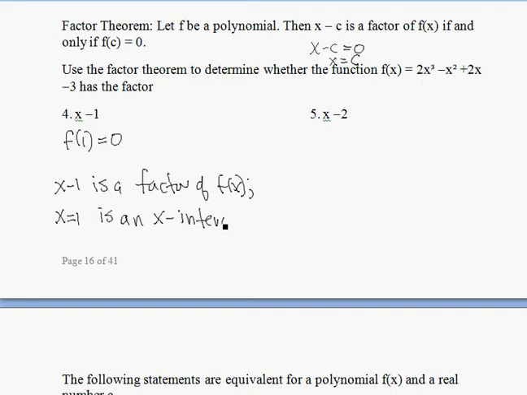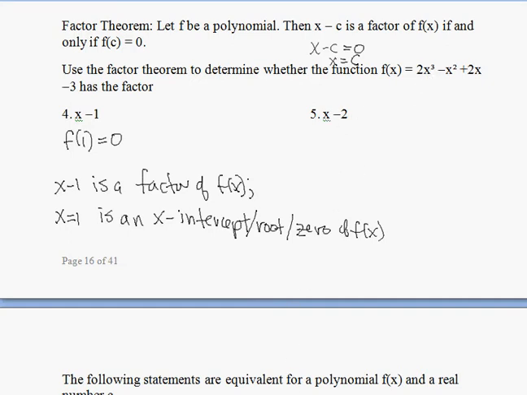We also can say that x equals 1 is an x-intercept. And that's pretty easy to tell. If your function value is 0, then that means 1 has to be an x-intercept. So not only is x minus 1 a factor, but the root value of the divisor 1 is an x-intercept. You could also say, as opposed to x-intercept, you could say it is a root or it is a 0 of f of x.